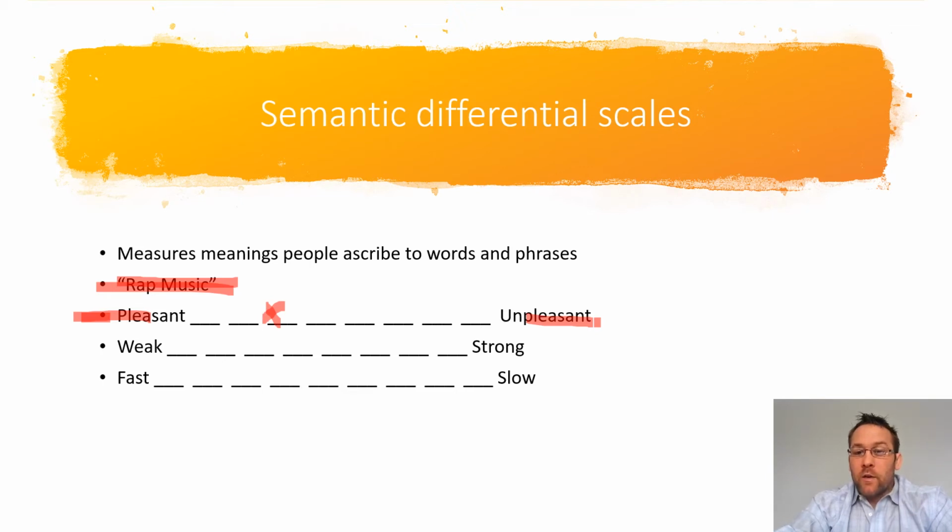All right. Is it weak or is it strong? And someone will be like, oh, it's very strong. Right? Is it fast or is it slow? Ooh, it's more fast. Some of it's a little bit slow, but it's pretty fast. All right.